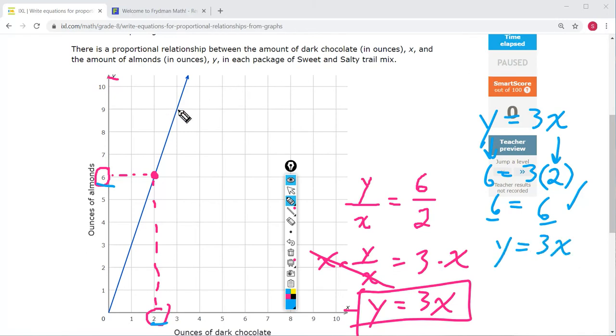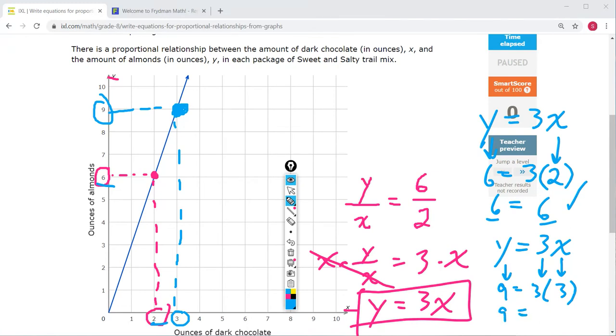So what about this point over here? I did a really bad job of drawing that dot, but okay. That would be 9 for Y and 3 for X. Let's see if that works. Y is 9, X is 3, and I'm also copying this 3, so I have 3 times 3 on the right side. So I get 9 equals, and 3 times 3, of course, is 9. So I get 9 equals 9.